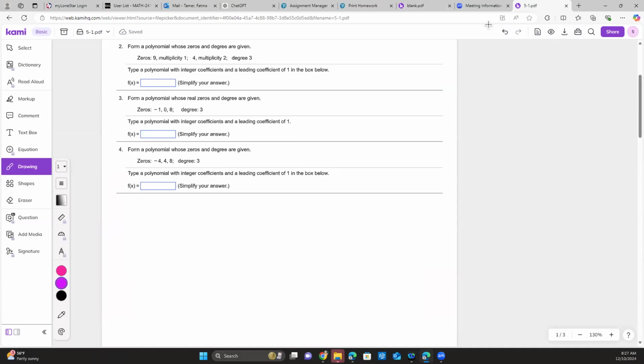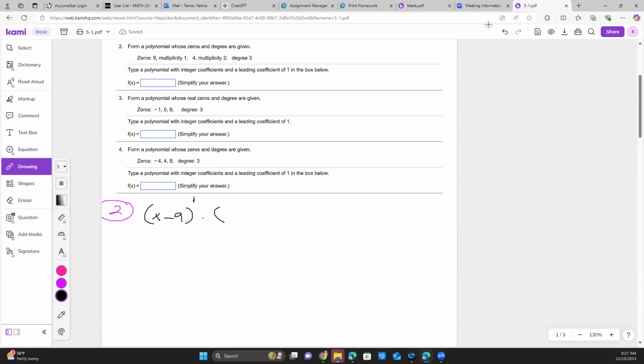So for our homework, for question 2 here, now we have a zero, 9. So I'm going to write the factor. If the zero is 9, the factor must be x minus 9. When you set this to zero, it gives you a 9, and its multiplicity is 1. So it's going to have a power of 1. And you don't even have to write it when it is 1.